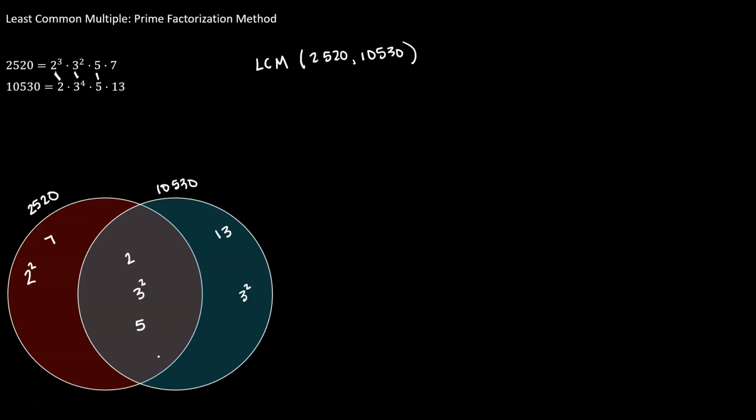What I really like about this prime factorization method using the Venn diagram is that I can look at everything in the red circle and I'll see every factor that I need to make the full number. So I have 3 factors of 2, 2 factors of 3, 1 5, and 1 7. Same thing for the blue circle. If I look at just the blue circle, including that overlap, I can count that I have 1 factor of 2, 4 factors of 3, 1 5, and 1 13.